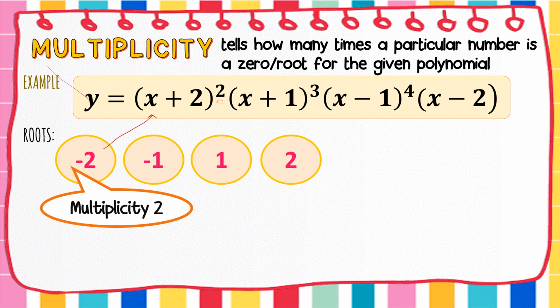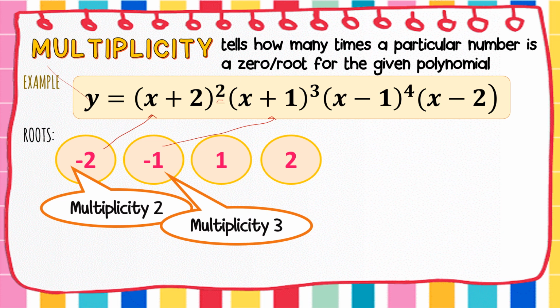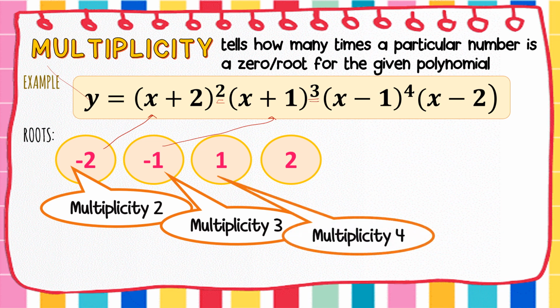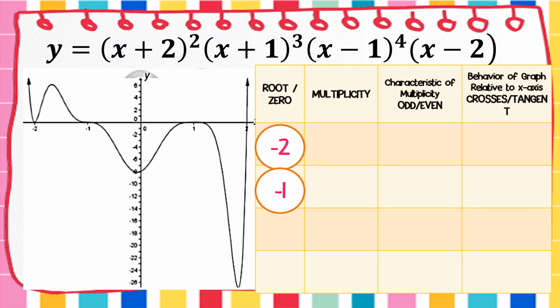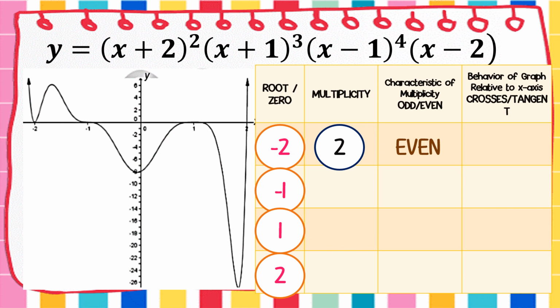Now, how about negative 1? Negative 1 came from here. So, negative 1 is called root of multiplicity 3. Kasi 3 times. And 1 is a root of multiplicity 4. Ito hindi na natin nilagay na root of multiplicity 1. Now, what does this mean? Makikita natin later. Next slide. Ayan. Ilagay ko lang ulit yung ating mga roots. Ayan yung mga multiplicity nila. Ang multiplicity ni negative 2 ay 2.